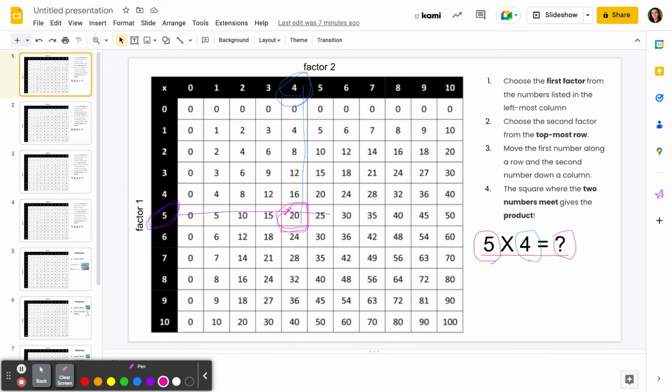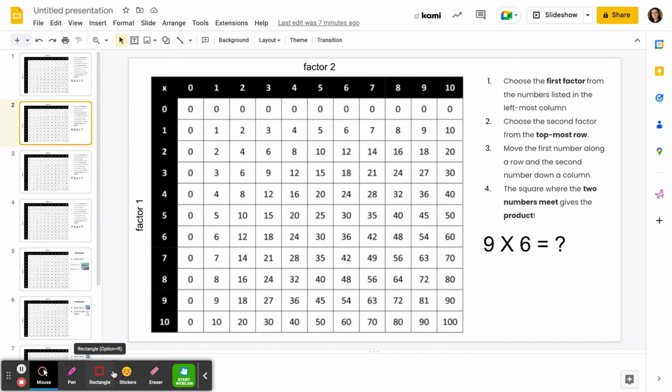I moved my 5 across this row. I moved my 4 down the column and looked for where they crossed. 5 times 4 equals 20. 5 groups of 4 equals 20. 5 fours equals 20. And the product of 5 and 4 is 20.